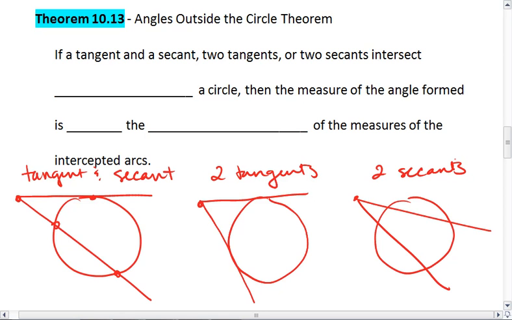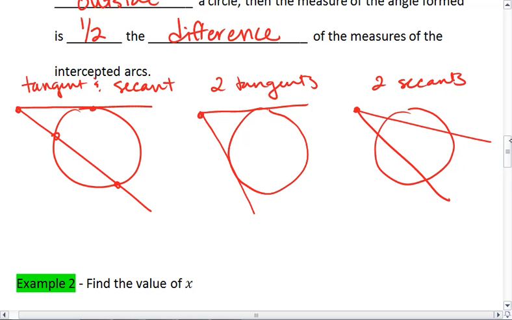So if this occurs, if our angle is outside our circle, so if these things intersect outside our circle, then the measure of the angle formed is half of the difference of the measures of the two intercepted arcs. So for all of these, we'll label this angle 1, I guess, or we'll label it angle A. We'll say this is B, C, D.